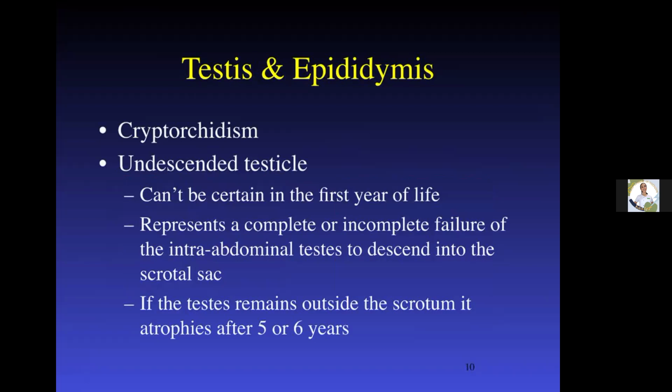Cryptorchidism and testicular atrophy, or undescended testicle, is a complete or partial failure of the intra-abdominal testis to descend into the scrotal sac and is associated with testicular dysfunction and an increased risk of testicular cancer. It cannot be certain in the first year of life. It represents a complete or incomplete failure of the intra-abdominal testis to descend into the scrotal sac. If the testis remains outside the scrotum, it atrophies after 5 or 6 years.